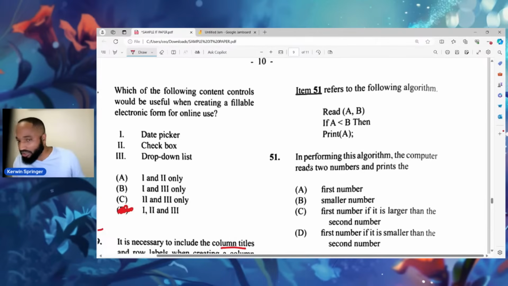And performing this algorithm. The computer reads two numbers and prints the read A, B. If A is less than B, then print A. And prints the first number if it is smaller, D.